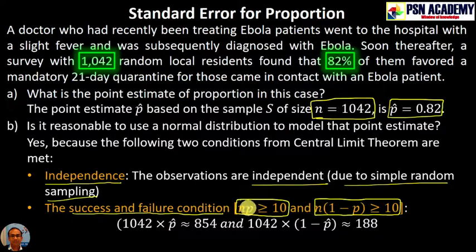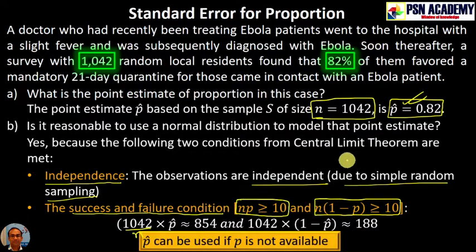Now, what is n here? n is 1042. And what is p? p is not available. We have p hat as 0.82. In this case, you can use p hat in place of p since it is not available. So, in place of p, you write here 0.82. So, you multiply this 1042 and 0.82 and you will get 854.